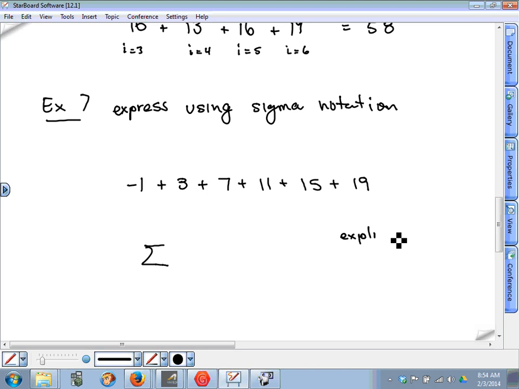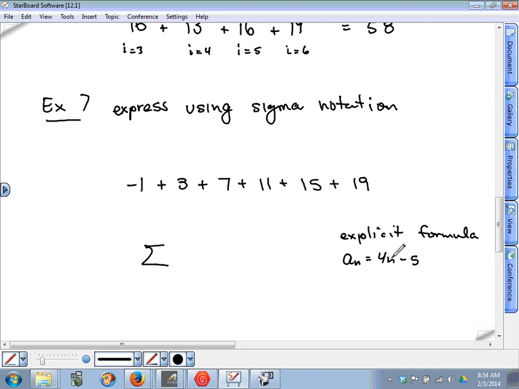So we need to find the explicit formula. A sub n, we know is going to be 4n plus something or minus something. Why 4n? That's the constant rate of change. 4n what? Minus 5? 4n minus 5. Let's test that. Let's test 4n minus 5.